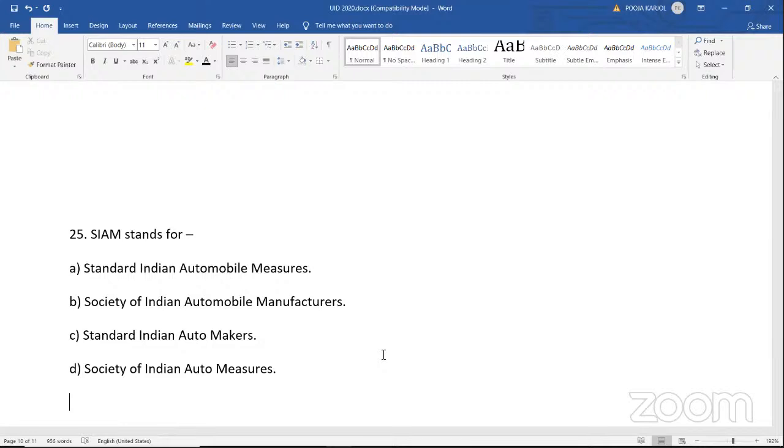Because B sounds better. Yes, correct. Measures in India, standard measures, not so much. Manufacturers would make a more logical answer, even if you don't know it. Society of Indian Auto Measures, automakers, I don't think automakers have any, on a national level that is.